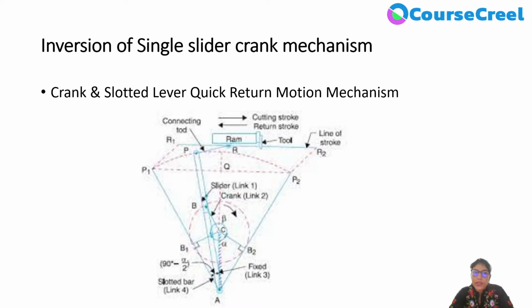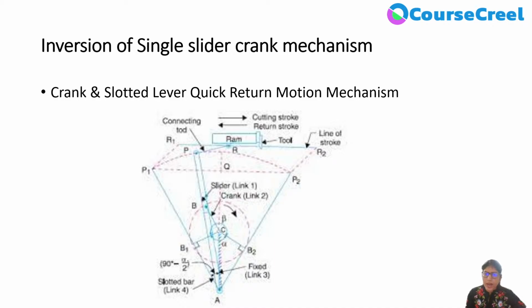It is the inversion of single slider crank mechanism, right? Single slider crank mechanism means what? The mechanism which has one sliding pair and three turning pairs. One sliding pair and three turning pairs. So you can see in this diagram.